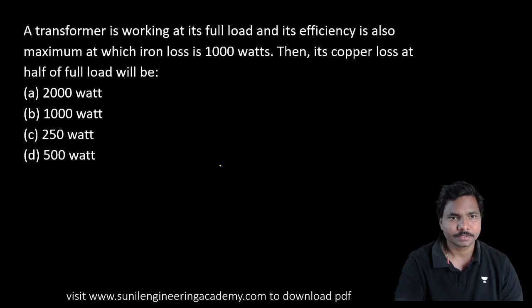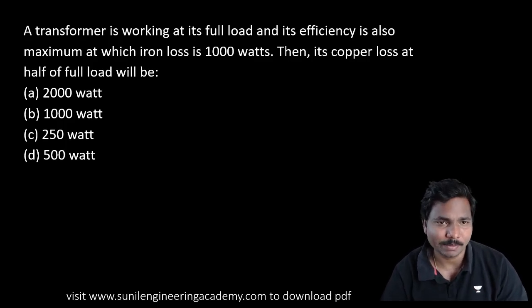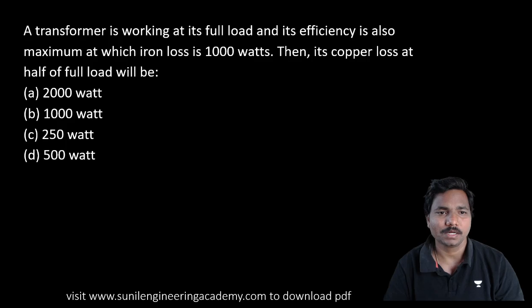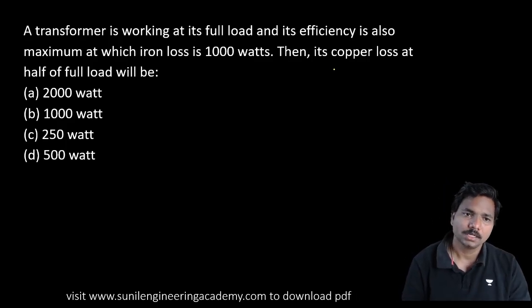Coming to the next question, guys. A transformer is working at full load and its efficiency is also maximum, at which iron losses are 1000 watts. Then copper losses at half of the load. Already we have done this type of problem. Copper loss at any load is equal to X square times the full load copper loss.